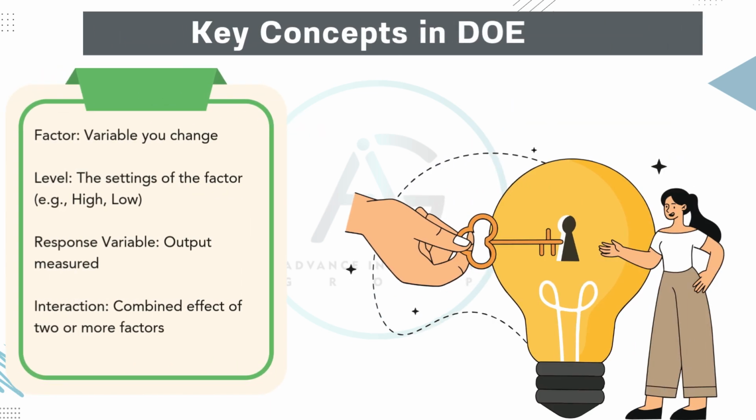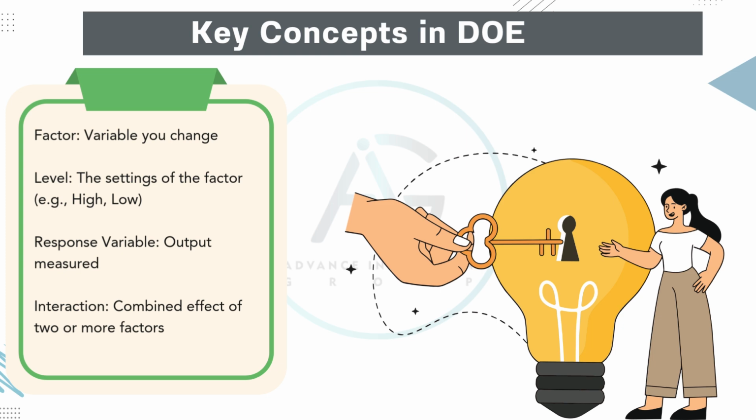Let's go over some of the key concepts in design of experiments, or DOE, that are essential to understand how experiments are structured and analyzed. First, we have the factor. A factor is a variable that we intentionally change during the experiment. For example, it could be something like temperature, pressure, or speed. Anything we believe might influence the outcome.